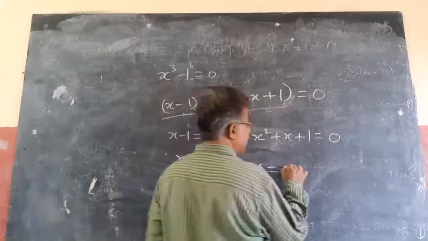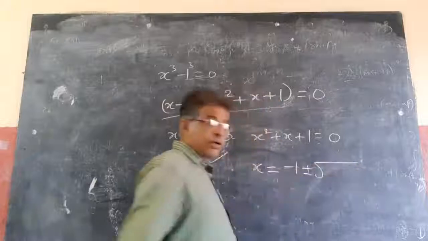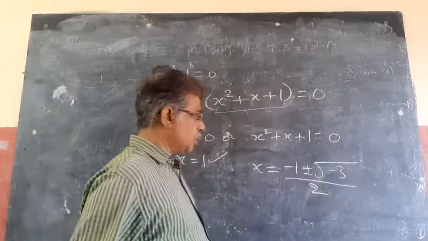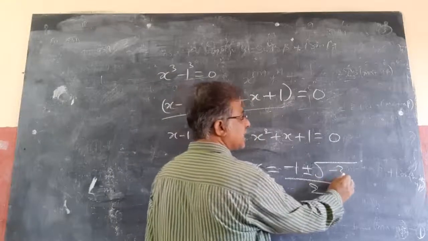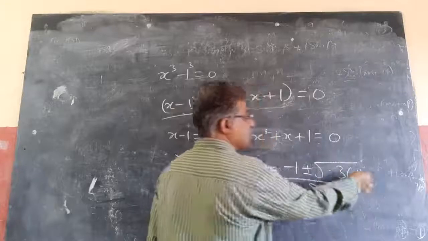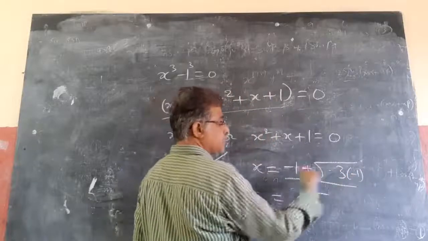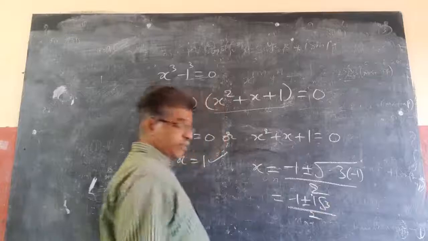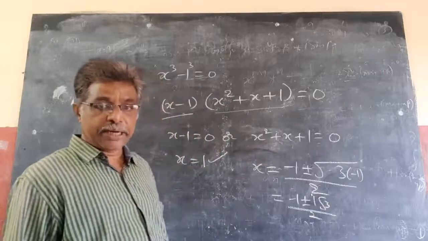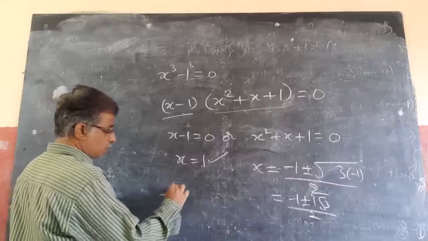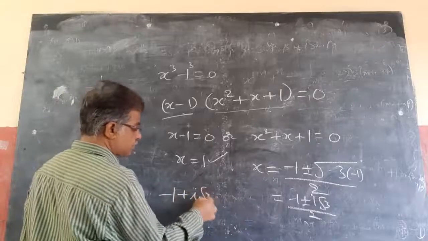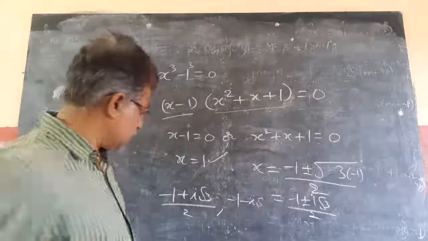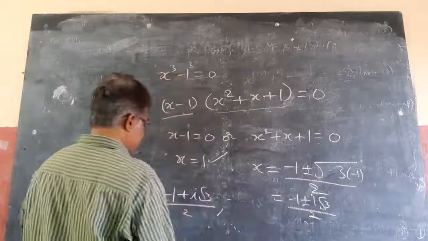We will find them. Minus b plus or minus root of b square minus 4ac, that is 1 minus 4, minus 3, by 2a. So root of minus 3. This minus 3 I can write as 3 into minus 1. Minus 1 is i square, and i square comes out of the root as i. So minus 1 plus or minus i root 3 by 2. So one root is minus 1 plus i root 3 by 2, and the other root is minus 1 minus i root 3 by 2.